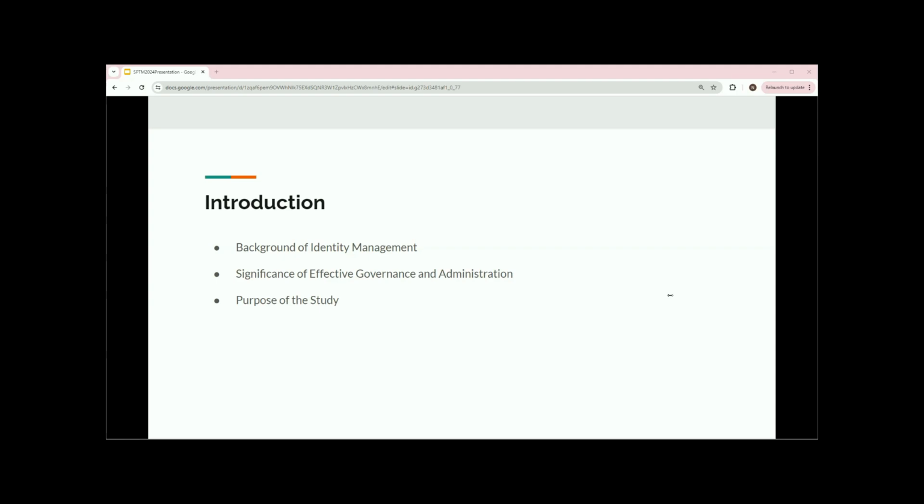Driven by the proliferation of cloud computing and mobile devices, identity management is now more crucial than ever for protecting sensitive information and preventing data breaches. As organizations grapple with managing identities across various platforms and devices, best practices for governance and administration are very essential. So the purpose of this study is the identification and analysis of best practices for governance and administrative functions to enhance the management of identity in organizations.